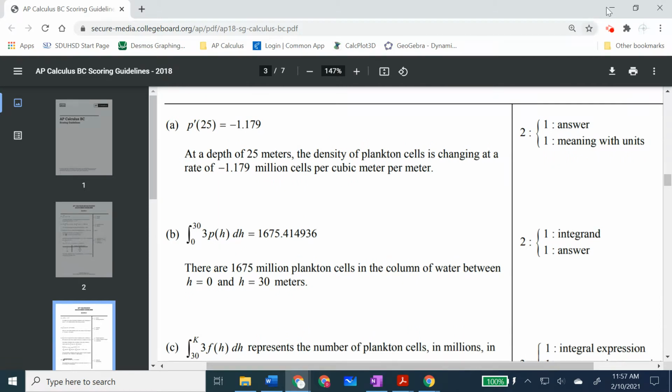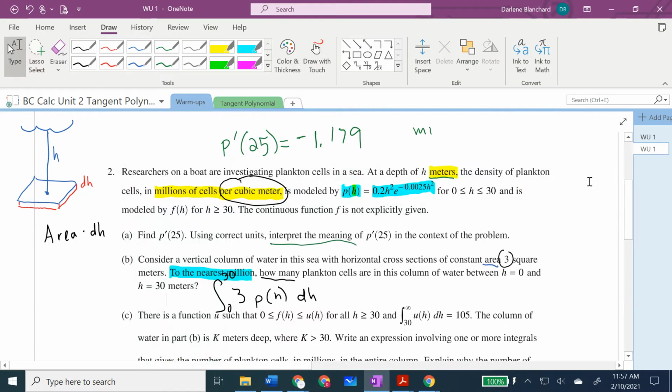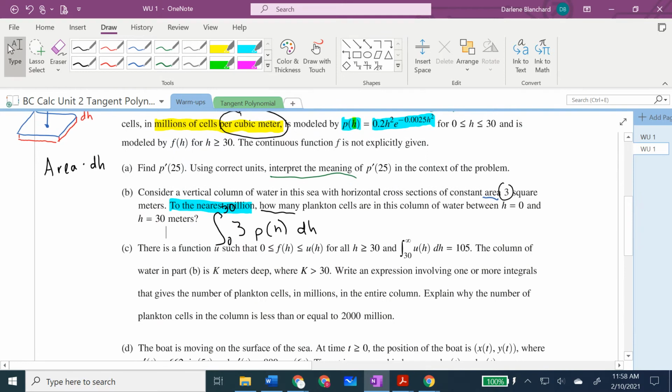Now, moving on to part C. I'm going to erase the other work so that it doesn't get in the way of reading part C.